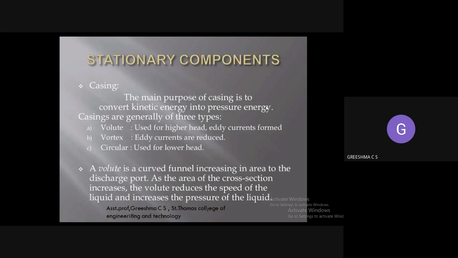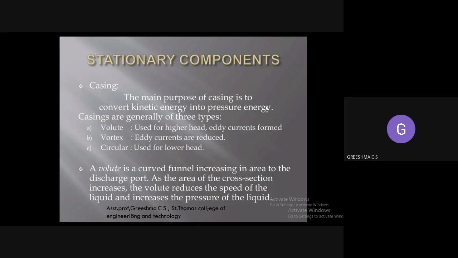Next is the vortex casing. Here the eddy currents of the water will be reduced. That means the hydraulic energy of the water can be dissipated by the vortex. Water will have a lot of hydraulic energy and eddy currents will be there, with the water pushing and exerting hydraulic force. That can be reduced using this vortex.